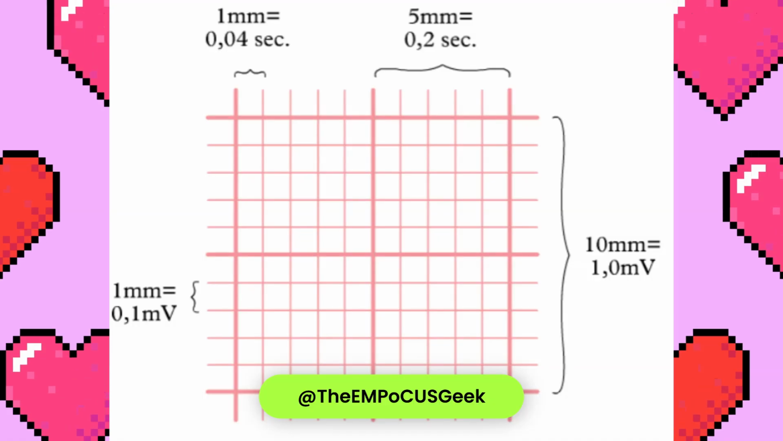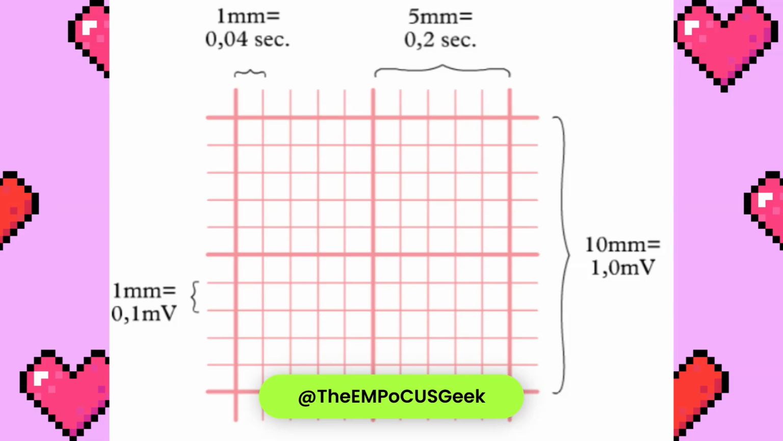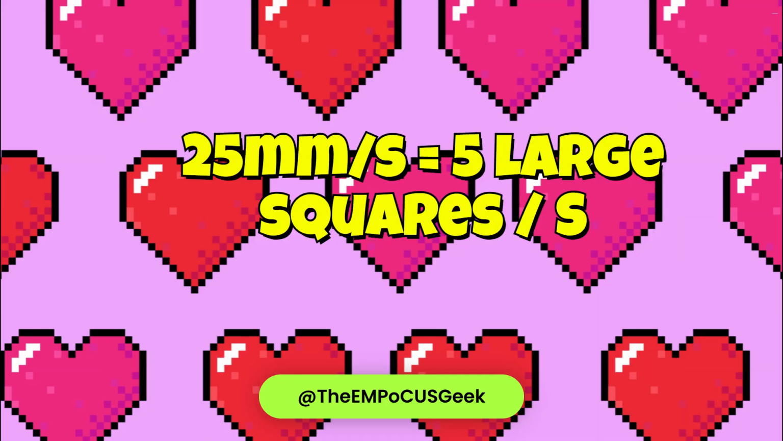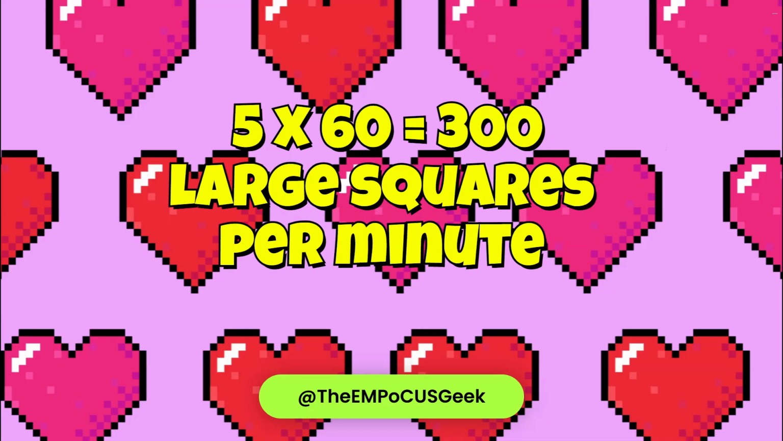So the squares on the x-axis correspond to time. Therefore, on a standard ECG, a large square represents 200 milliseconds or 0.2 seconds. As the paper runs at 25 millimeters per second, it is equal to 5 large squares per second. So per minute, it equals 5 times 60, which equals 300 large squares per minute. We use this principle to calculate the heart rate by looking at an ECG.